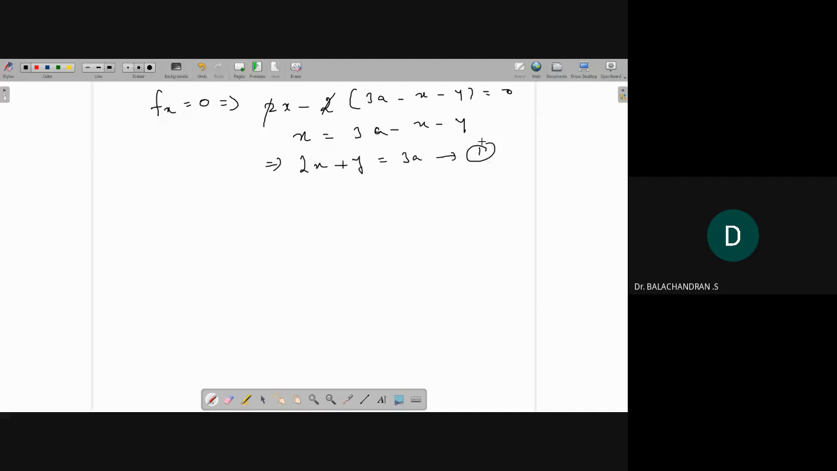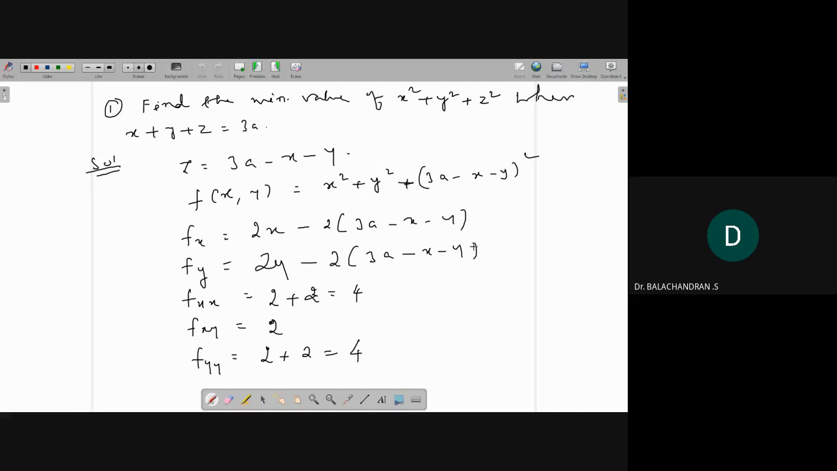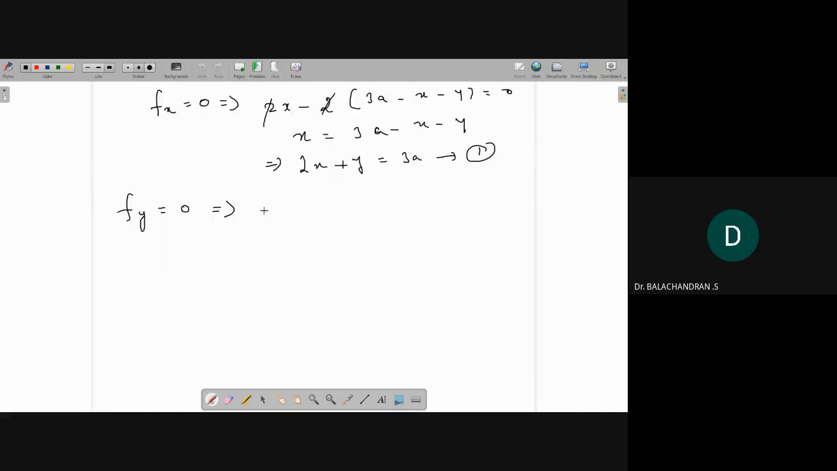So fy equal to 0 implies 2y minus the same thing, 2y minus 2 into (3a minus x minus y), which is equal to 0. Throughout divide by 2. So you get x plus 2y equal to 3a.